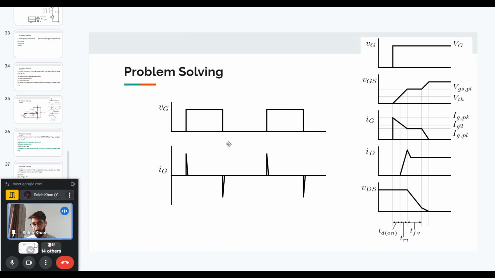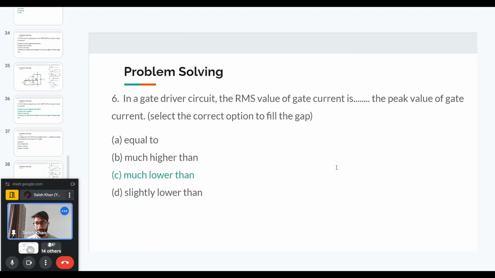You don't actually need to do the RMS calculations to know that it will be much smaller than the peak value. So it will not be equal, it will not be higher. It will be lower, but now the question is whether it is slightly lower or much lower? And since it is zero for most of the duration of the overall cycles, we can say that it is much lower than the peak value of the gate current.